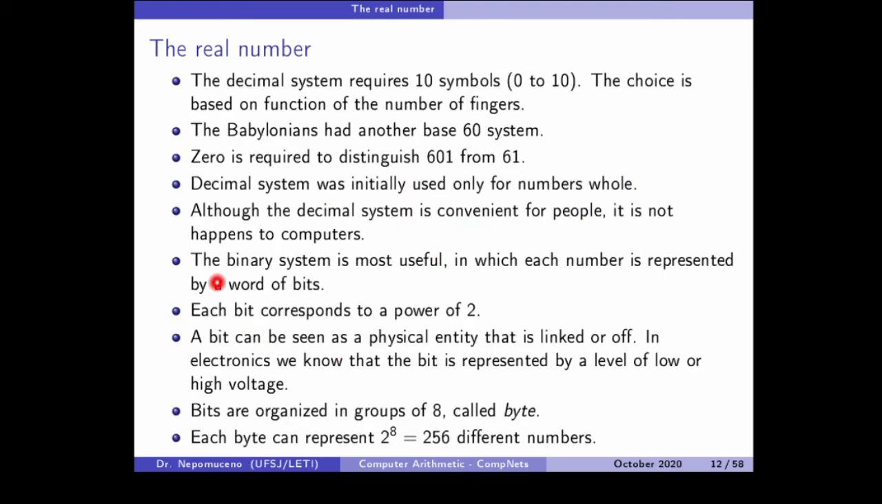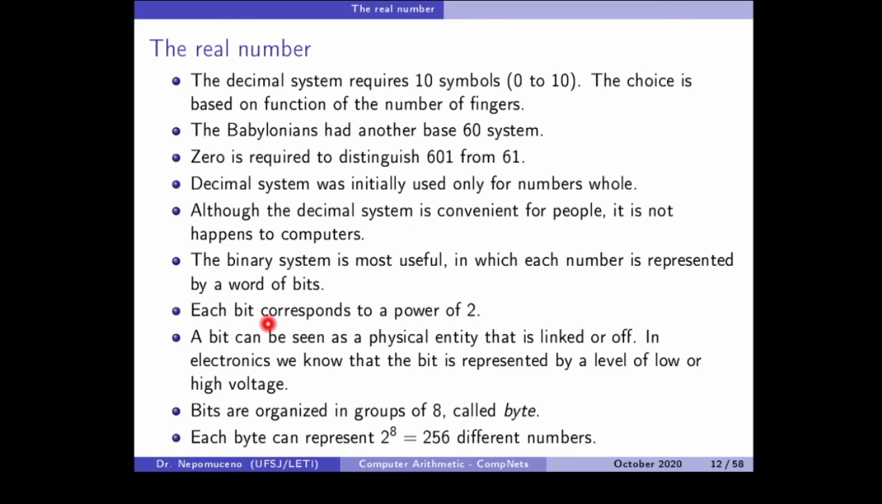The decimal system requires 10 symbols. The choice is based on the number of fingers. The Babylonians had another system based on 60. 0 is required to distinguish 601 from 61. The decimal system was initially used only for whole numbers, for integers. Although the decimal system is convenient for people, it's not so for computers.